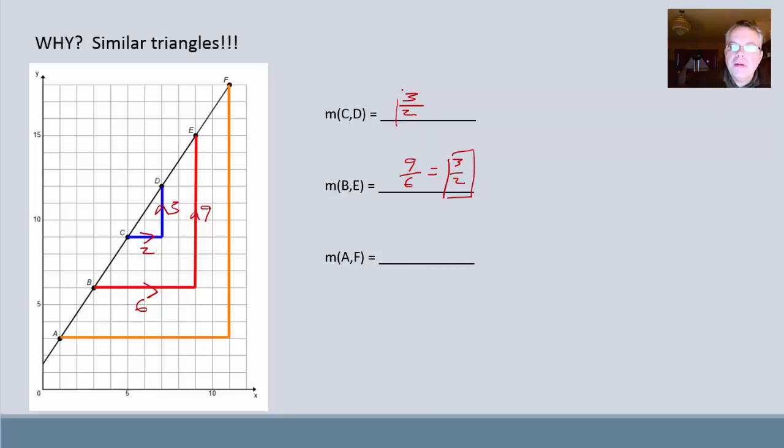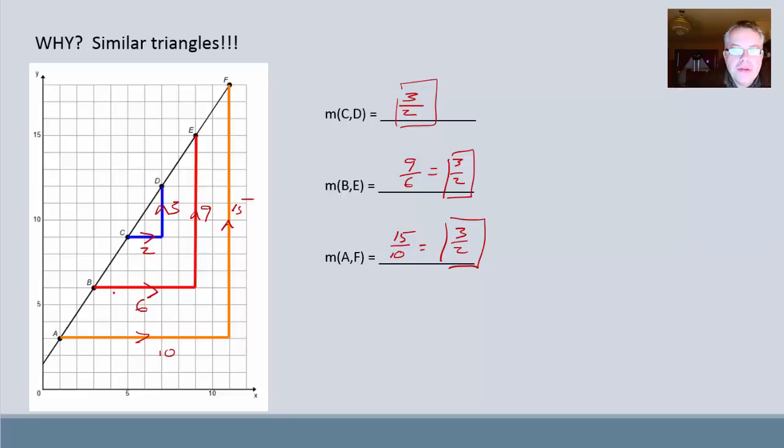So it turns out that probably any 2 points we take on this line and compute the slope, we're going to get 3/2. Right, let's try again with A and F. So we go to the right. The run is 1, 2, 3, 4, 5, 6, 7, 8, 9, 10. And the rise is 1, 2, 3, 4, 5, 6, 7, 8, 9, 10, 11, 12, 13, 14, 15. That's the rise. So when we form the slope using that slope triangle, we get 15 over 10, which is also equivalent to 3/2.